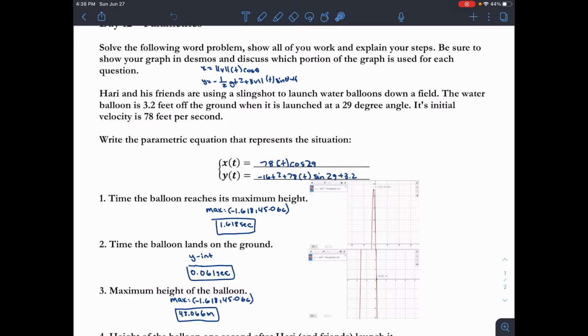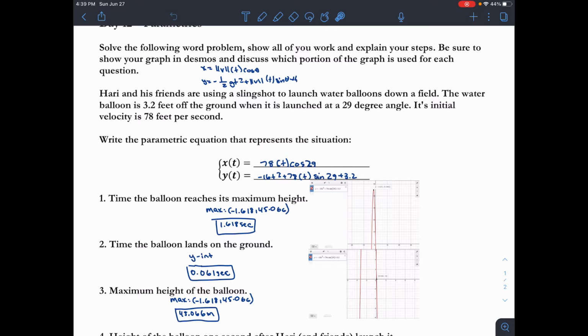So the question is, Harry and his friends are using a slingshot to launch water balloons around a field. The water balloon is 3.2 feet off the ground when it is launched at a 29-degree angle. Its initial velocity is 78 per second. So write the parametric equation that represents the situation.